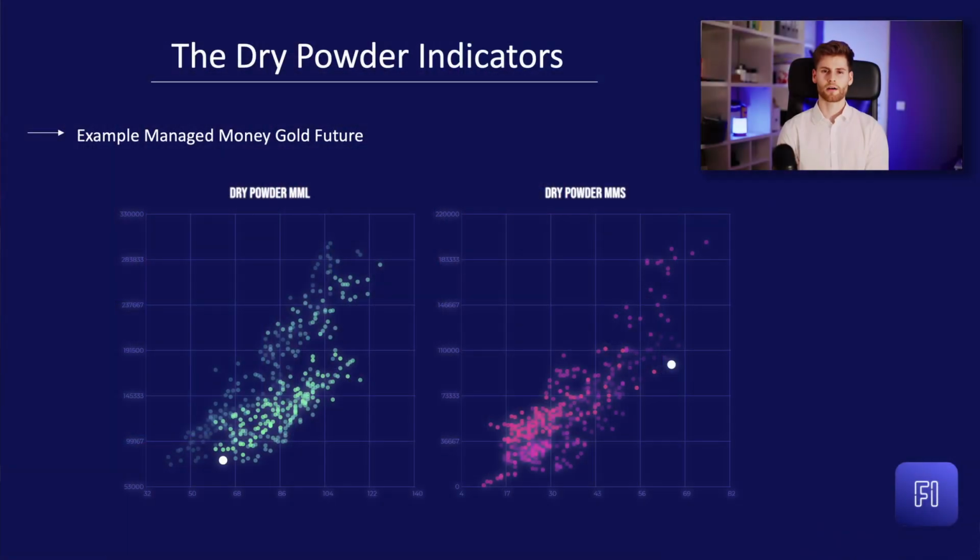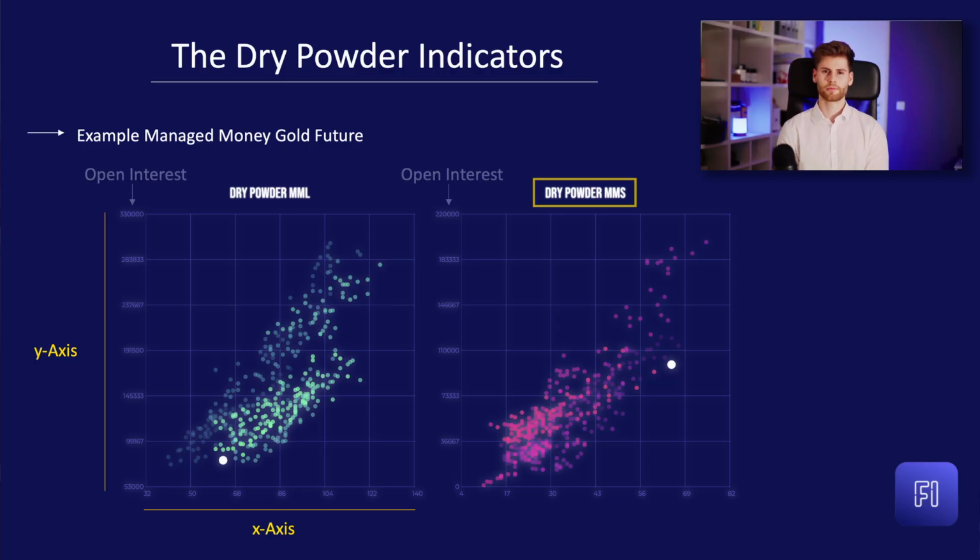As you can see, we have an x-axis and a y-axis and lots of colored dots scattered across the graph. On the left, we see the long positions of managed money, and on the right, the short positions. They look at positioning in 2 ways. The first is open interest. It provides information on how many contracts the large speculators are currently long or short with. We see the open interest in both graphs on the y-axis.